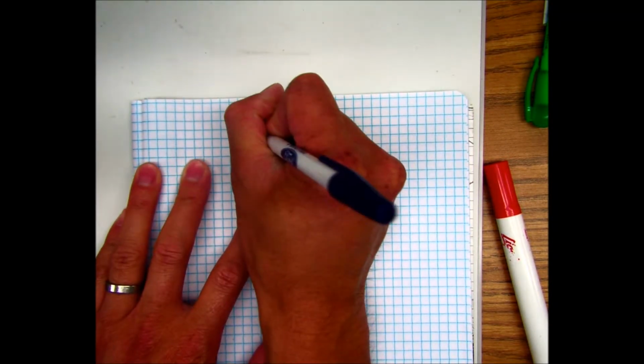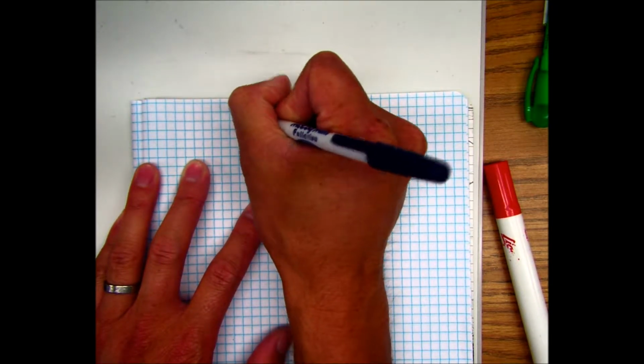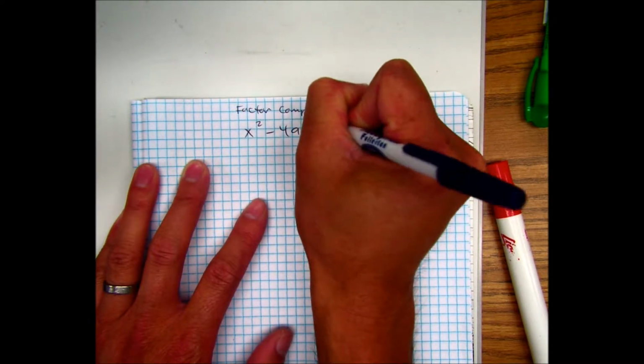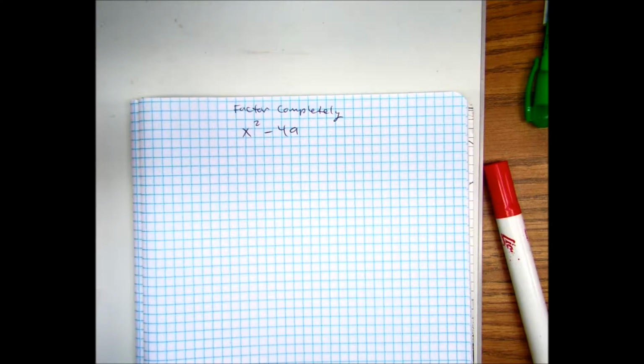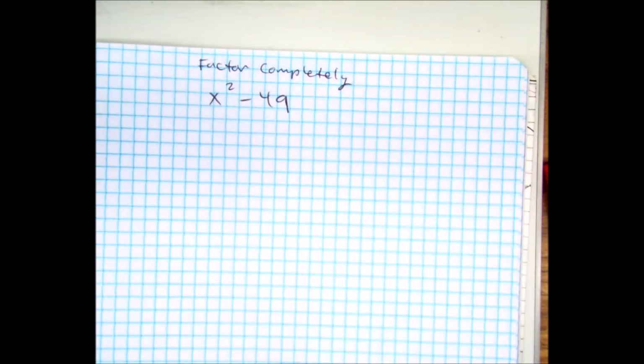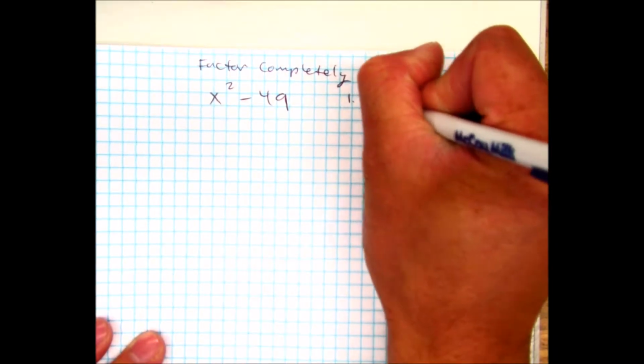Alright, so let's go ahead and try our problem. x squared minus 49. Let's just say I ask you to factor completely. x squared minus 49.